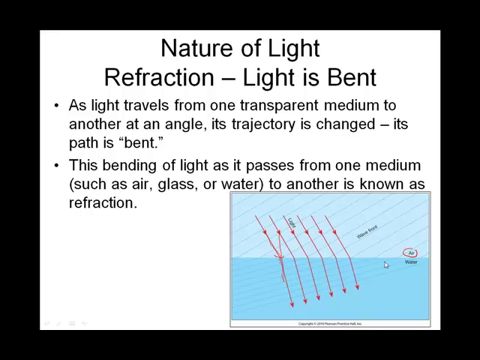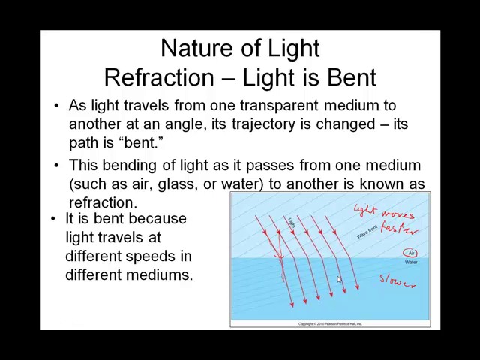That'll always be the case, that direction of bending, as you're moving from something where light moves faster, in air, and light moves slower in water. And if that's the case, it's going to be bent towards the normal. So refraction, the redirection of light. So we say light is bent. It has a different trajectory.